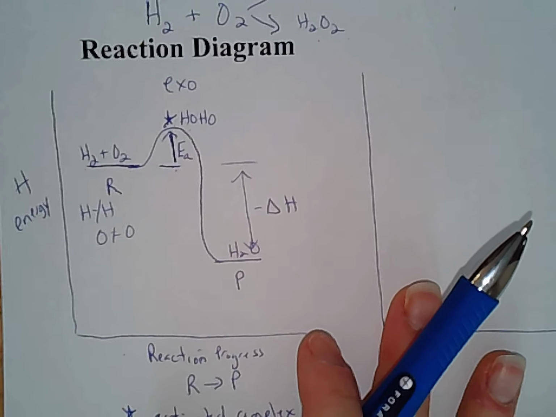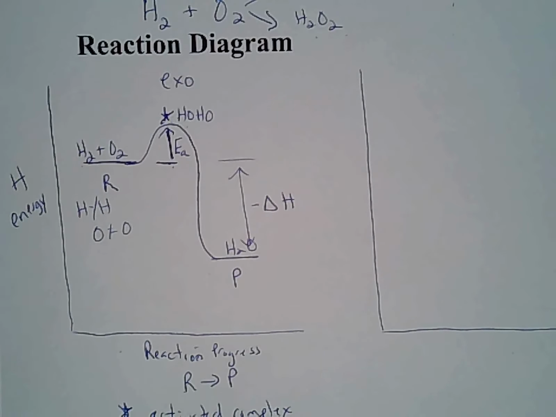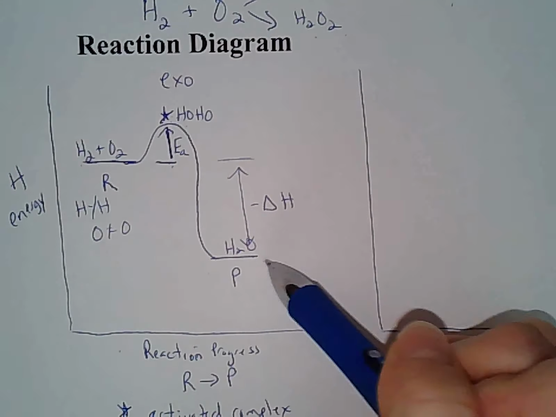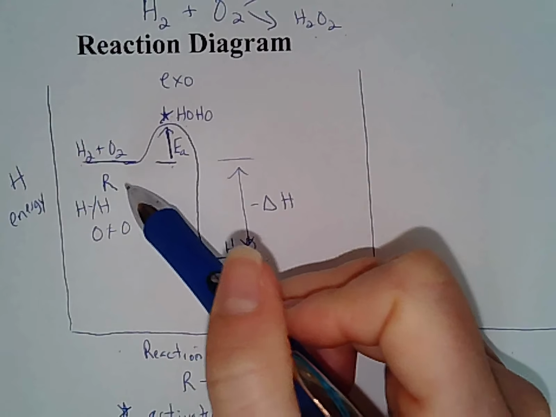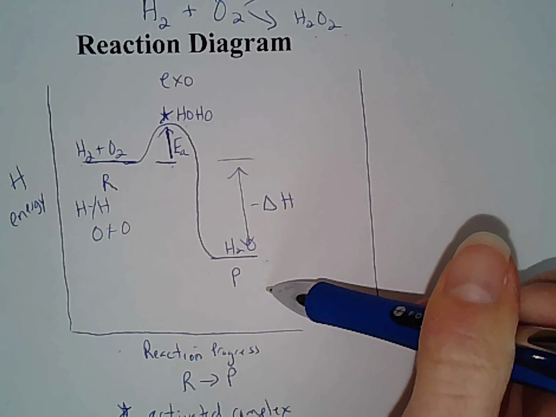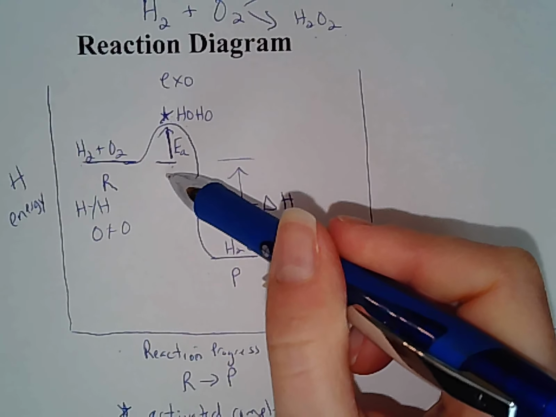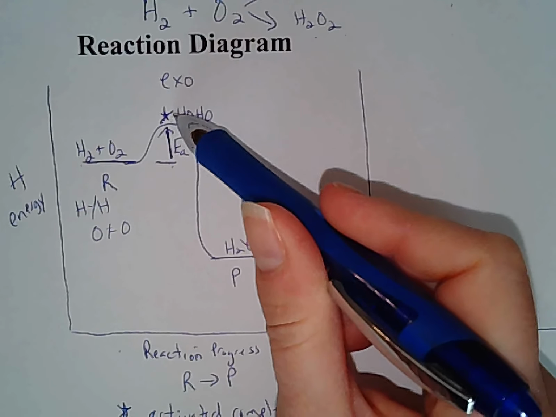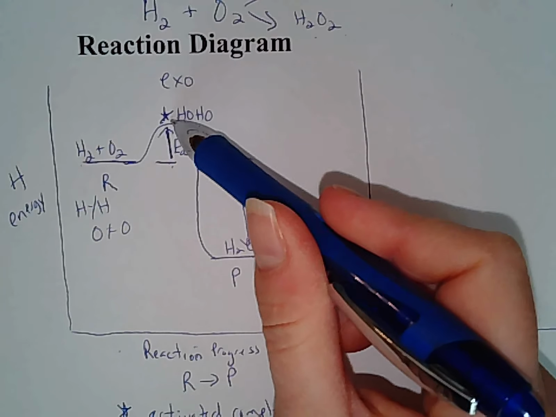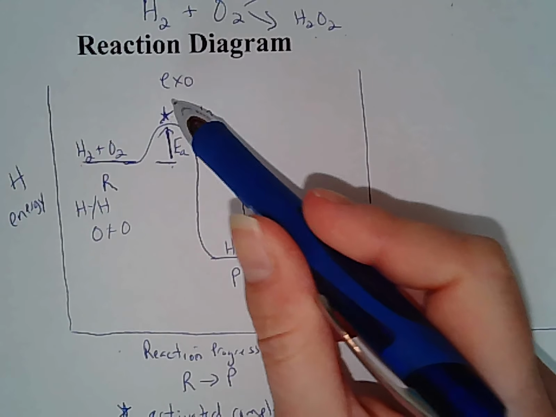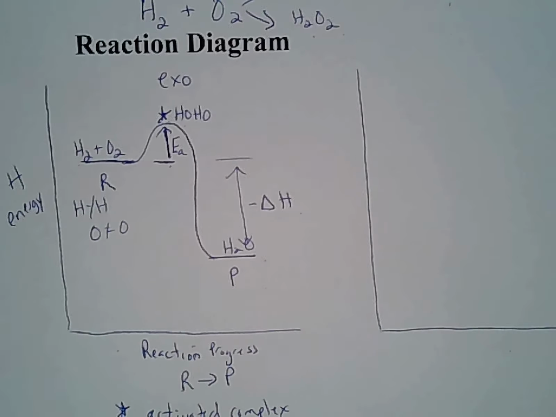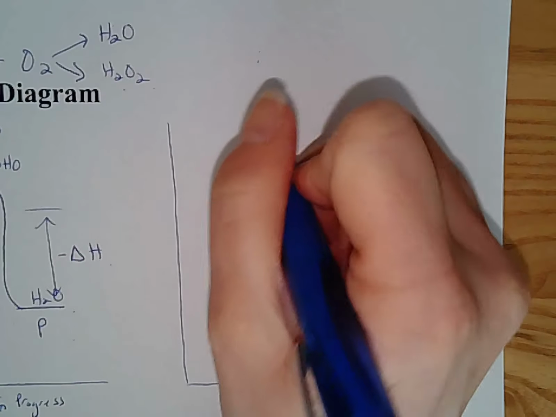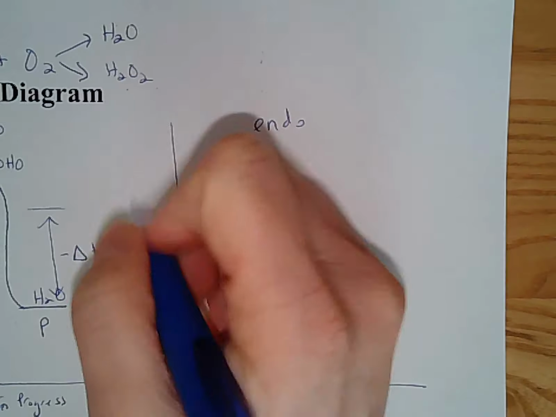So going back to here, this is how we show a reaction curve for an exothermic reaction. Reactants will always be higher than the products. And this distance here from the reactant to the product is your delta H. And then the distance from the reactant to the top of the hill is your activation energy. And the top of the hill is called your activated complex. Well, what does this look like for an endothermic? Okay, so let's do an endothermic.